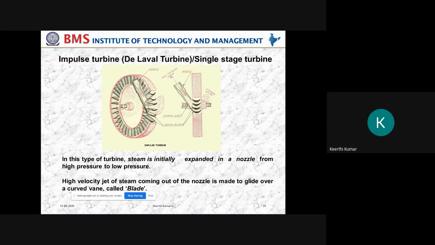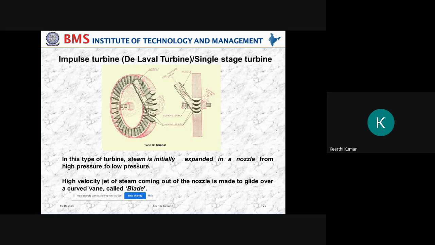The high pressure steam enters the nozzle. The pressure is converted to high velocity. The high velocity steam strikes the blades. Because of the striking, the blade will start rotating. It will start coming down and it will rotate and the steam will get exhausted. Okay. This is the working principle of impulse turbine or D-level turbine or single stage turbine.